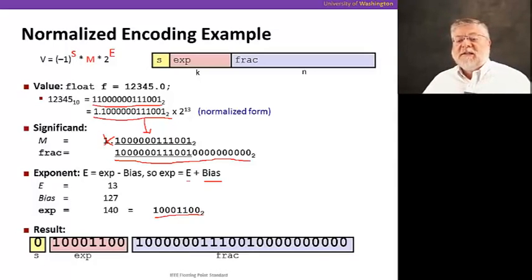So the result is this representation for our floating point number 12,345.0. Okay. Not immediately obvious at all by looking at those bits. But you can see the process that we go through. First that normalization, then taking the fractional part of the mantissa, and then adding the bias to the exponent. Okay.